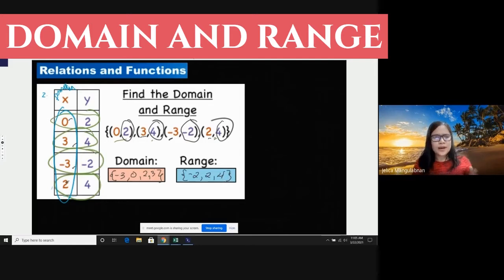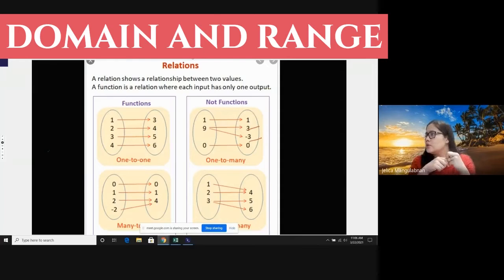How come you just write the 4 once? We can write it once only, since we all know that 4 is considered part of the range. If you see a repeated number, you may just write it once. Any more questions? On the table, look at all the y values: 2, 4, negative 2, and 4. Why did we start with negative 2? Because that is the lowest number for the range, least to highest.